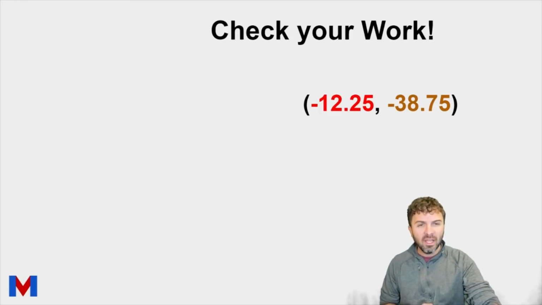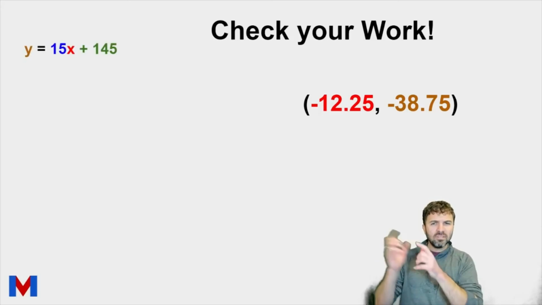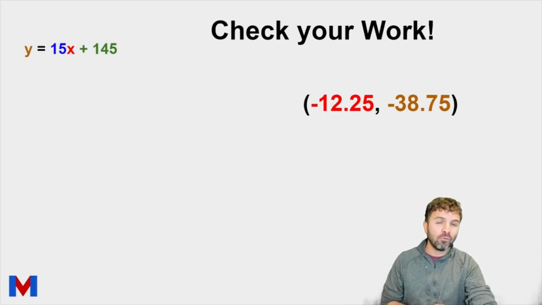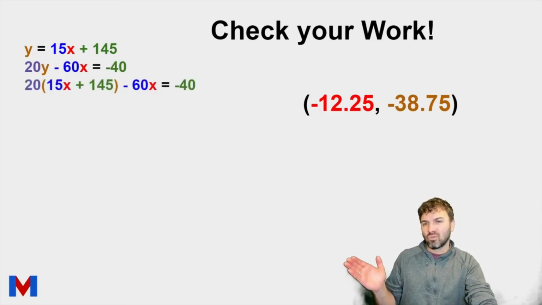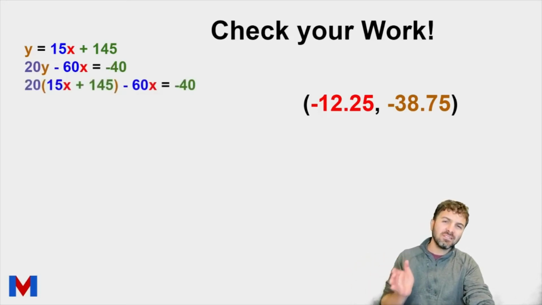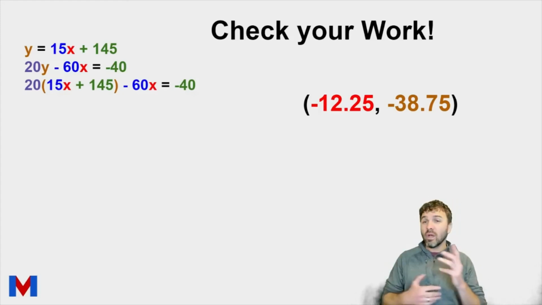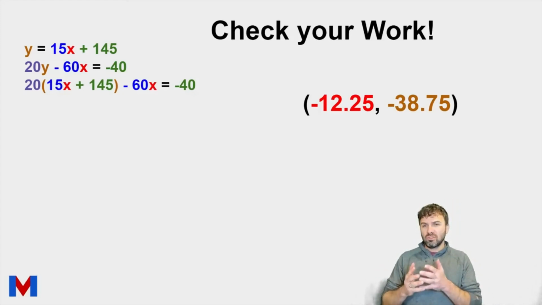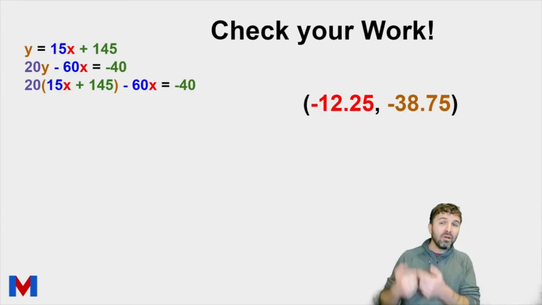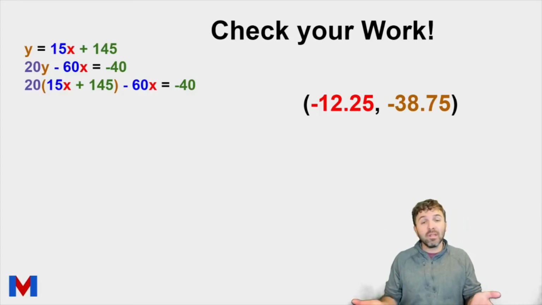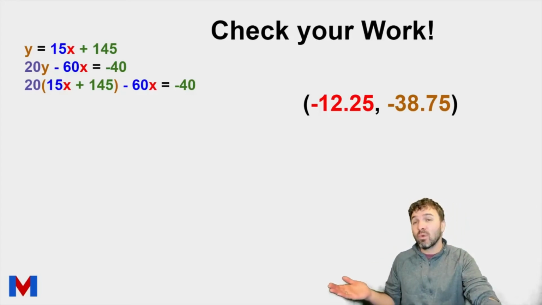So what we're going to do is we need to figure out which of these equations, the y equals 15x plus 145, the 20y minus 60x equals negative 40, or the 20 times 15x plus 145 minus 60 equals negative 40. Which of these three equations are we going to use to check our work? Right off the bat, I know I'm not going to use that bottom one because I don't have a y in there. So I'm not really going to be able to check my work. So now I could pick either the top one or the middle one. It really doesn't matter which one you pick. It's going to work out the same way either way.